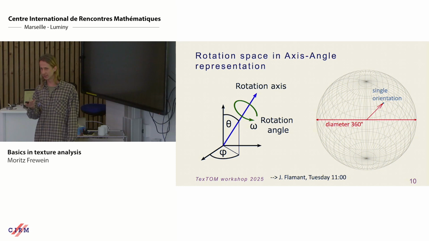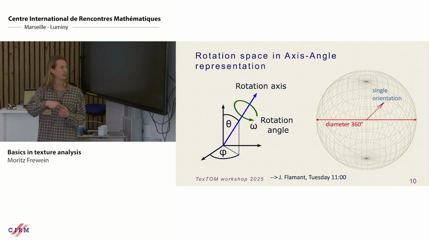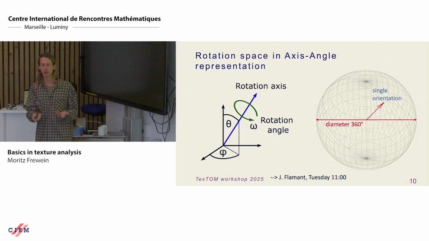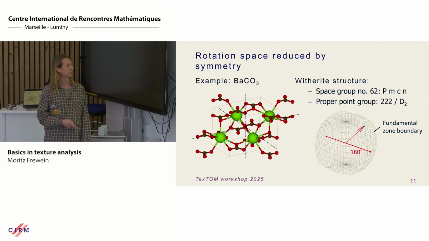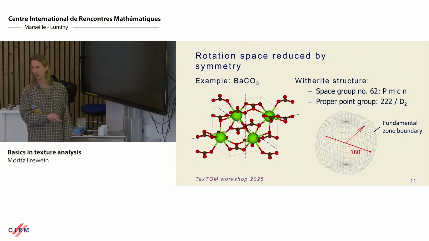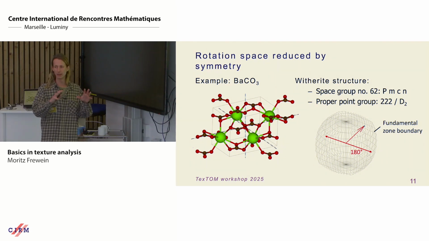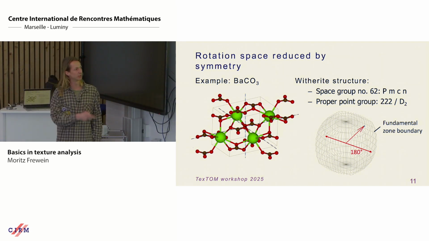If we now have a crystal, then we have symmetry properties. So many orientations here are actually ambiguous. If you rotate a crystal with a two-fold symmetry by 180, it will look the same. So this orientation space will actually shrink. For example, let's take again this example of barium carbonate. This orientation space, what we call the fundamental zone, which contains no ambiguous orientations, will only be like 180 wide here.